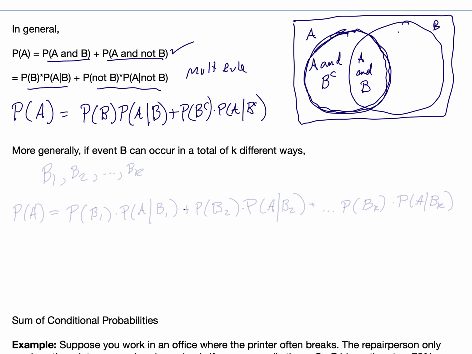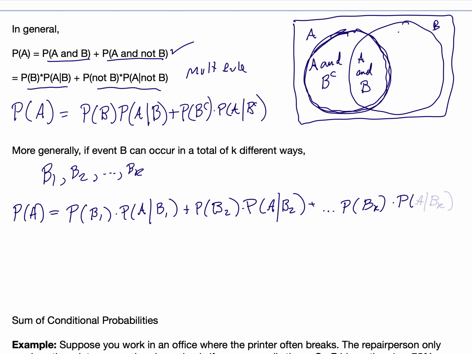And even more generally, if B can occur in K different ways, so not just B or not B, but maybe we have events B1, B2, up through BK, then the probability that A occurs can be written as the probability that B1 occurs times the probability that A occurs given that B1 has occurred, plus the probability that B2 occurs times the probability that A occurs given that B2 has occurred, and so on, plus the probability that BK occurs times the probability that A occurs given that BK has occurred.